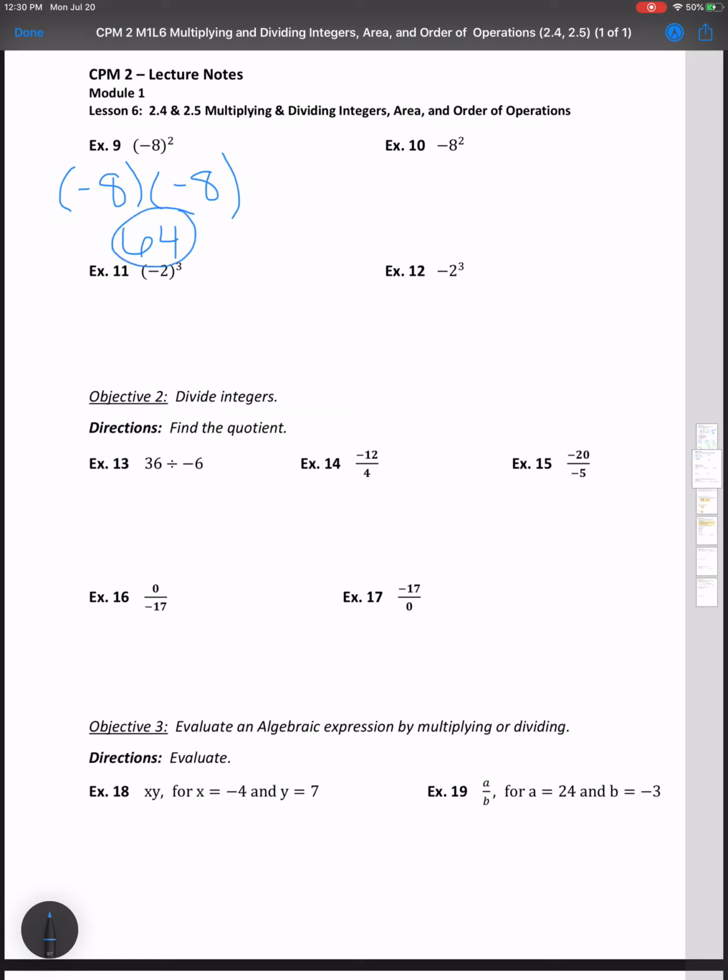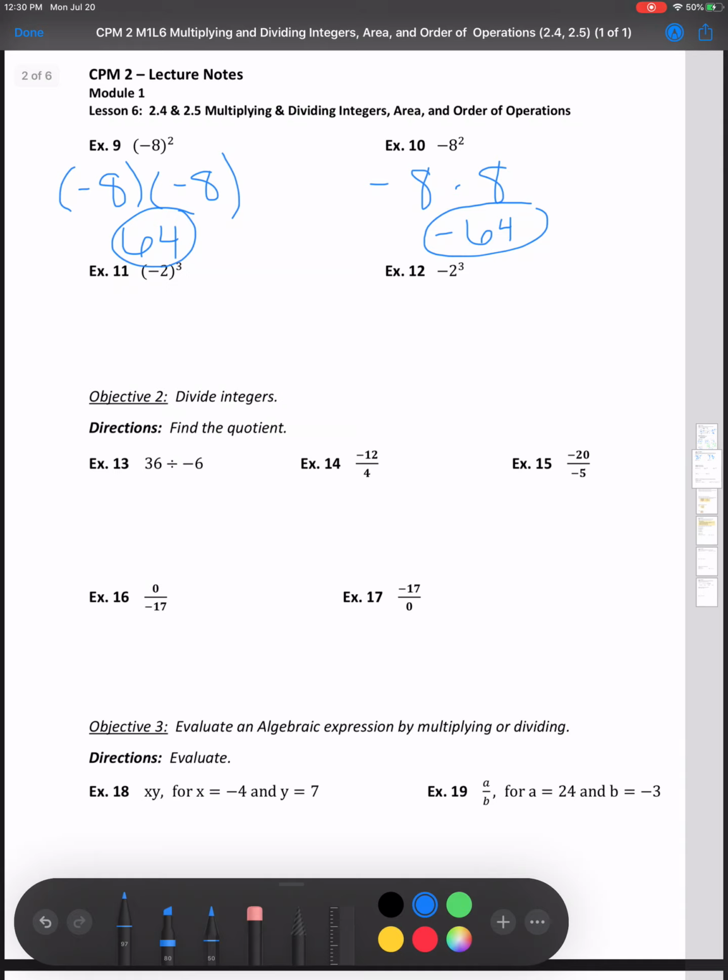Whereas number 10, there are no parentheses, so the square, the exponent, only belongs to 8, whatever it's right next to. So there's only one negative sign. What I'm squaring is 8, so 8 times 8. Here, no matter how you think about it, whether you take a negative times a positive or you just multiply 8 times 8 and bring the negative down, it does not matter. It's going to be a negative 64 no matter how you think about it.